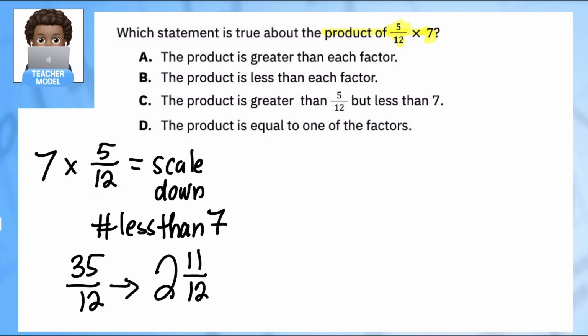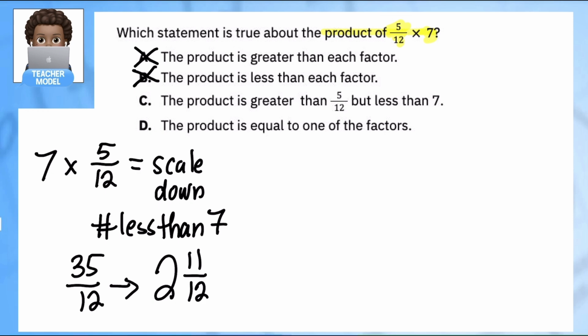So we're going to take a logic stance and look at them one at a time. The first one says the product is greater than each factor. Well, that's not true. 2 and 11/12 is not greater than 7, so not true. Can't count that one. The second one, the product is less than each factor. Okay, well, 2 and 11/12 is less than 7, but this is not less than 5/12. So that is not true.